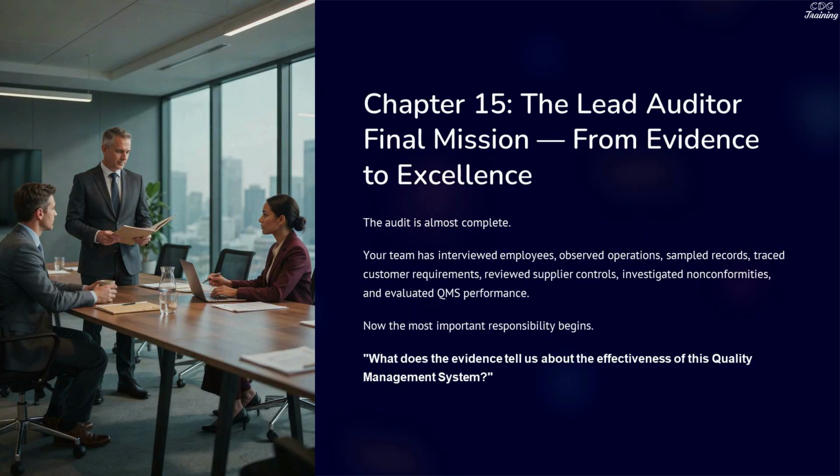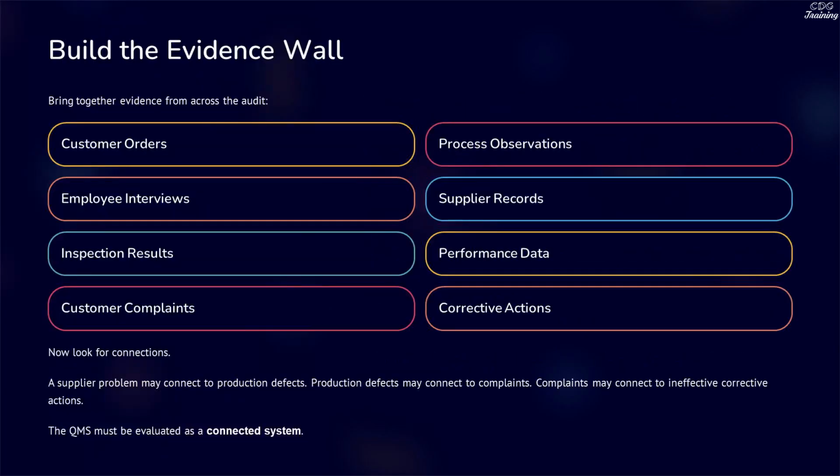The audit is nearing completion, and your team has gathered extensive evidence through interviews, observations, and evaluations. Now, the crucial task is to determine the effectiveness of the quality management system. To build a comprehensive evidence wall, gather insights from customer orders, employee interviews, and more. This interconnected system reveals how different elements impact each other.